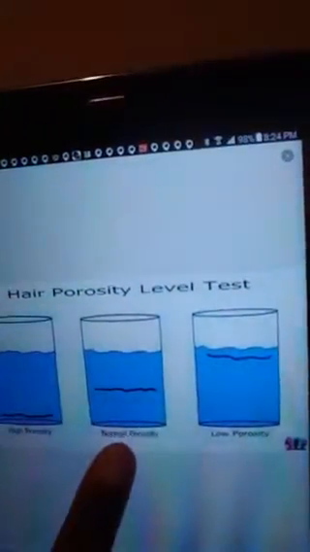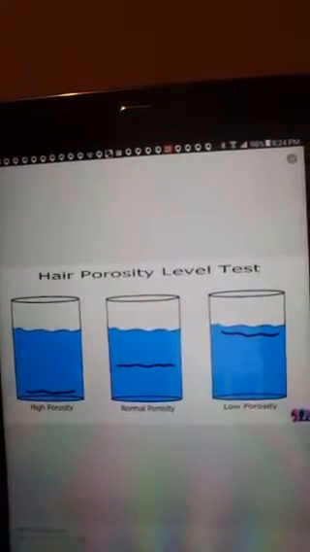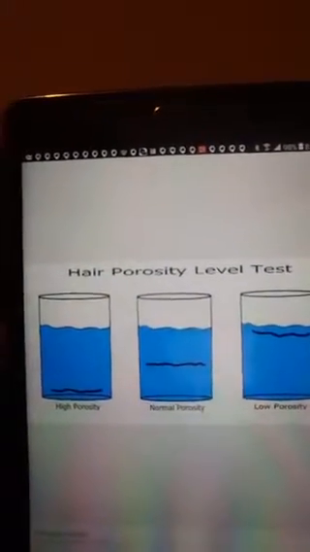All right. Now, normal porosity floats in the middle. That's what you saw right here. Okay. Normal porosity floats in the middle. This means that the strands allow for easy moisture inside the cuticle. Okay. This level right here takes colors, perms, and products well. Okay. It holds moisture and it shines. The shine is long-lasting, very desirable, and it's low maintenance hair. Okay. Also, you want to stay away from regular chemicals and heat.